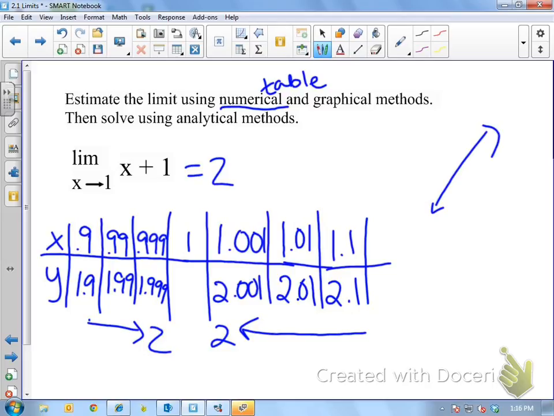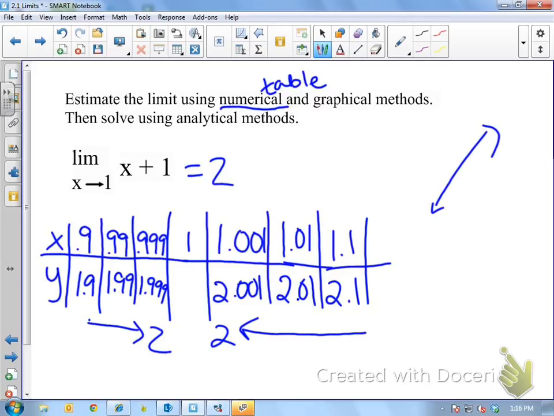So since there's nothing weird going on right now, let's look and say, okay, what if I did want to figure out what was going on exactly at 1? Would that help me find my limit? So what would happen if we found exactly what was going on at 1, if we plugged it in? What do we get?